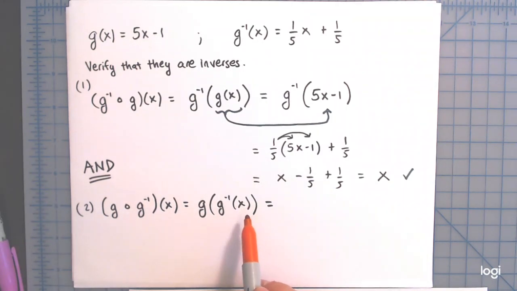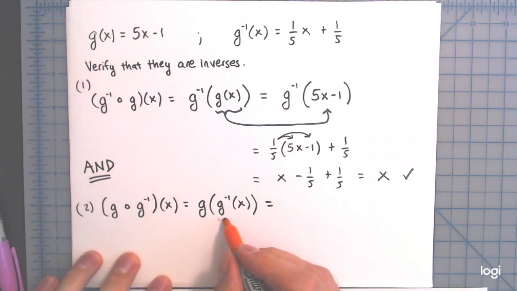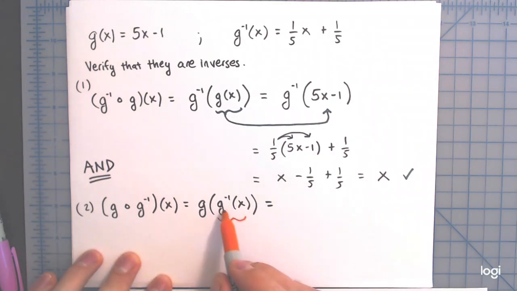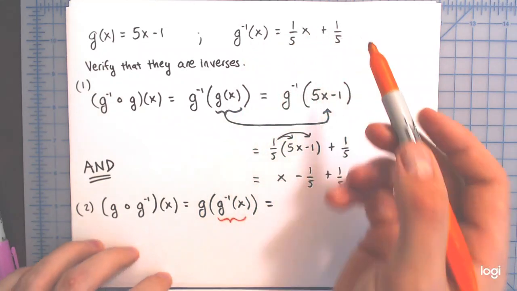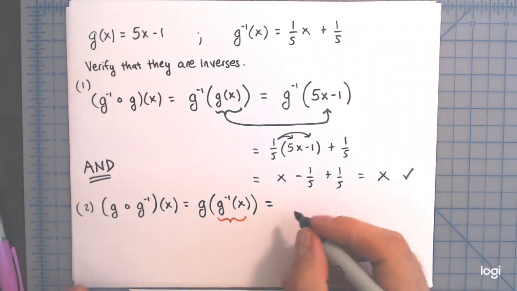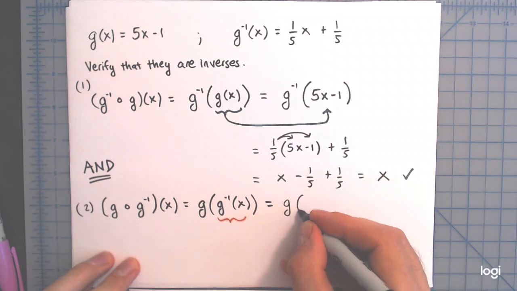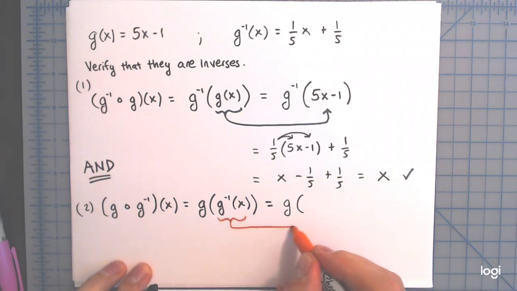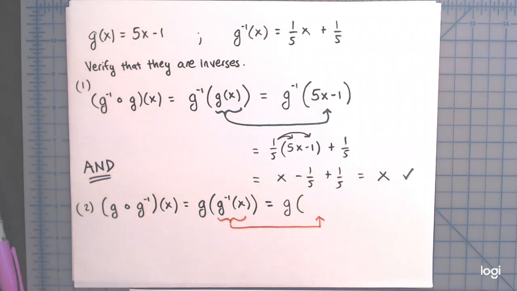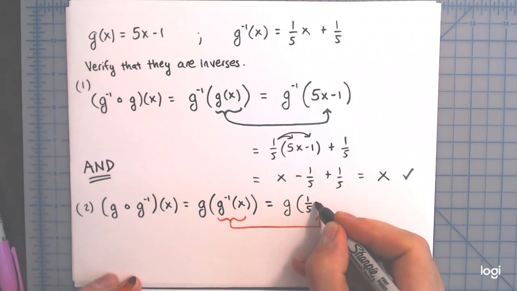Remember, the way composition works, you take the number x, whatever the number x is. If it's in the domain of g inverse, I plug it into g inverse. And then what is that? Well, what does g inverse give me? When I plug in x, it gives me 1/5 of x plus 1/5. So this will be g of, and then g inverse of x is 1/5 of x plus 1/5.